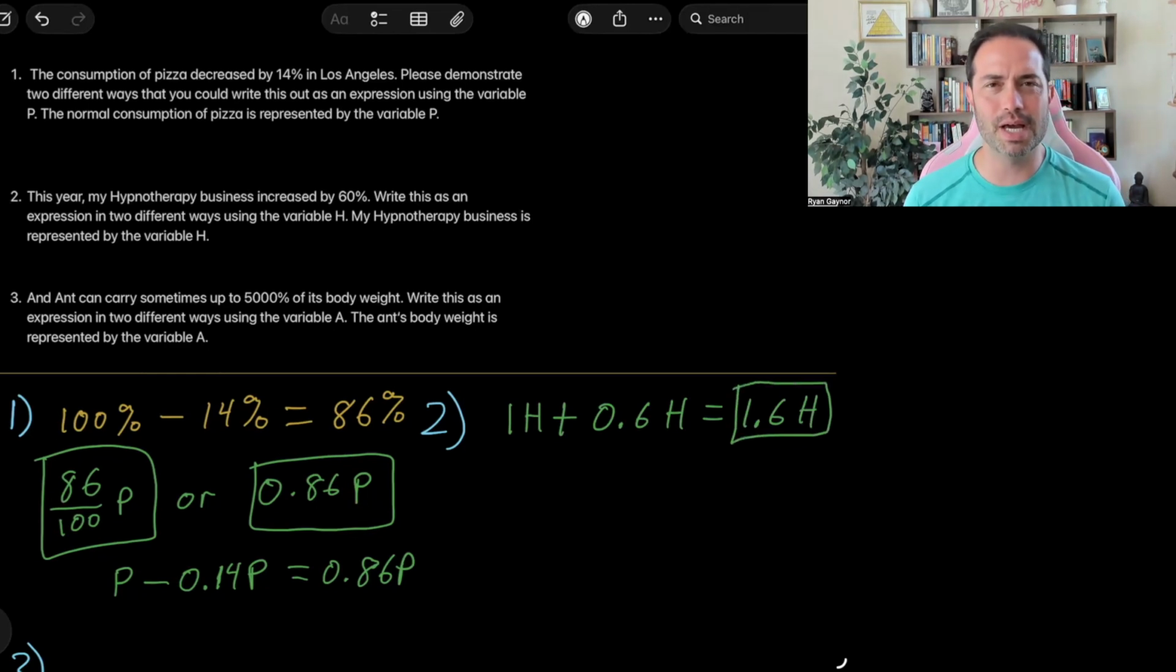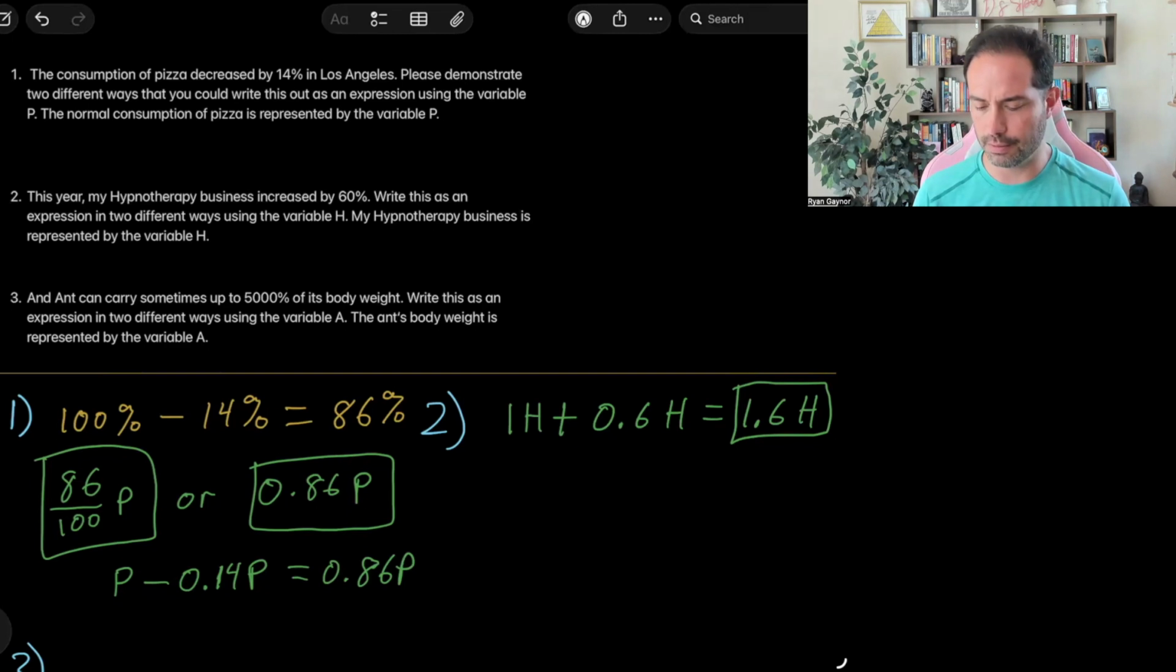All right, so again, we have the original, right? The 100% of whatever the hypnotherapy business was last year, and then we're adding the 60% on top of that. Okay, now they want it written a second way, so let's do that. All right, so let's say instead of a decimal, we write it as a fraction. All right, so what would that look like?